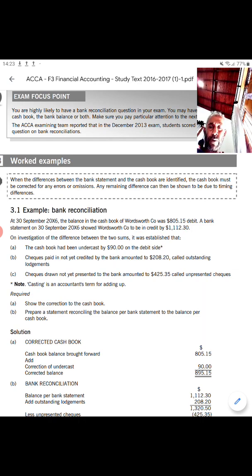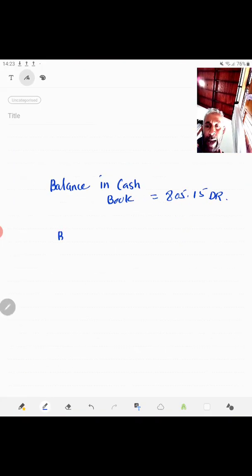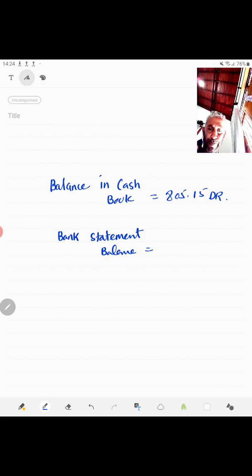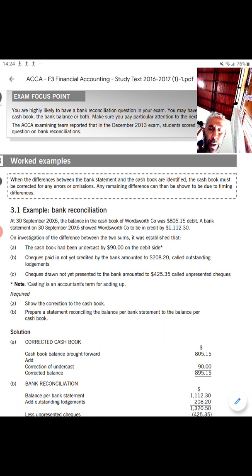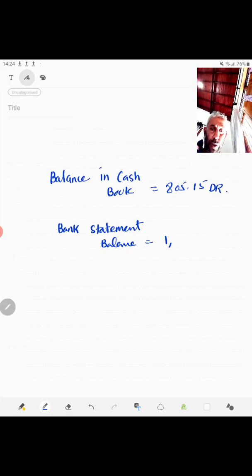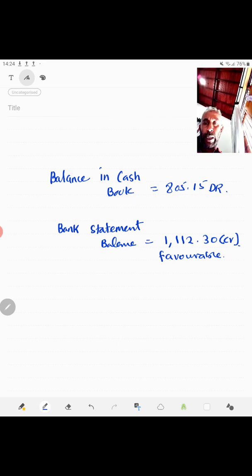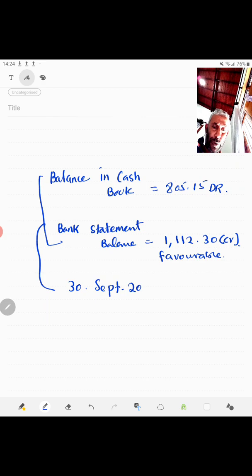A bank statement on 30 September 2006 showed W company to be in credit 1,112.30. Bank statement balance, $1,112.30. It is a favorable balance or credit balance. Now, these both balances are as on 30 September.